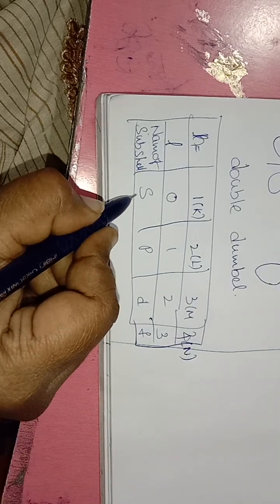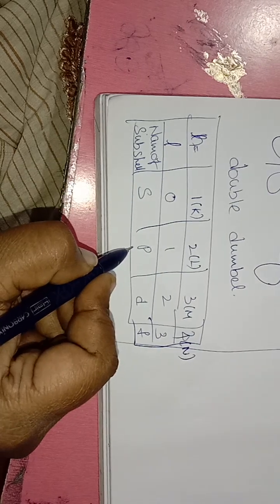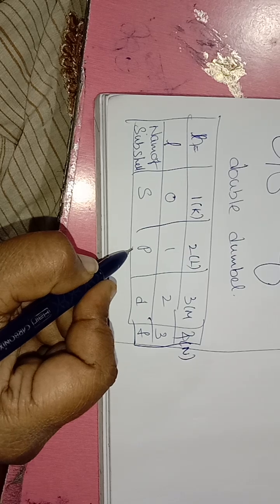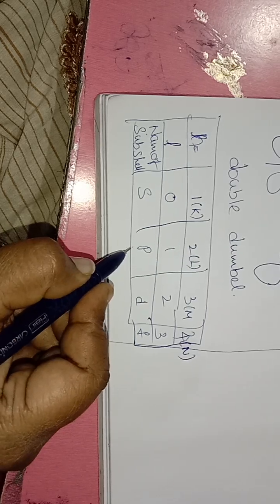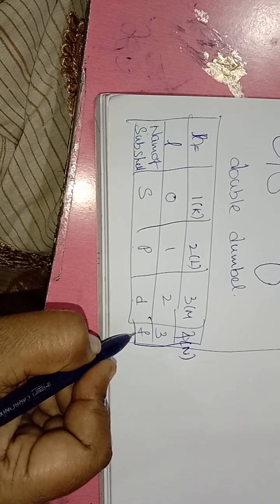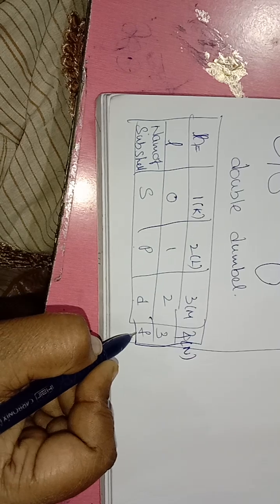S, sphere shape, means electrons revolve around the nucleus in the shape of a sphere. P means electrons revolve in the shape of a dumbbell around the nucleus, within the specified region. Next, D, double dumbbell. F means 4 folds.